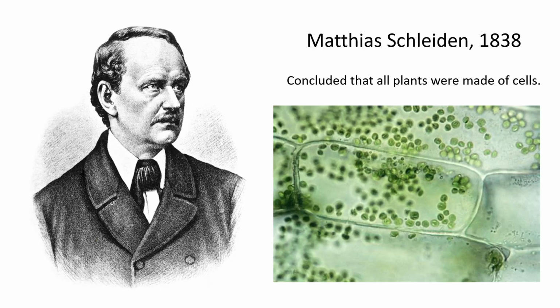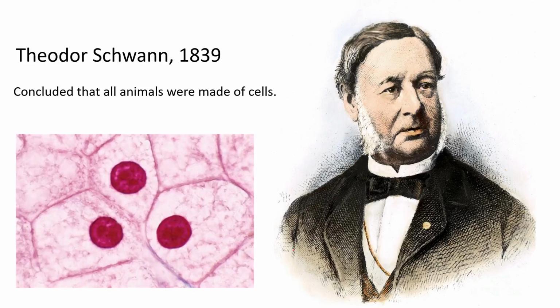So we kicked this idea around of cells for a couple hundred years until we get this guy, Matthias Schleiden. He concluded that all plants were made of these cells. He was a botanist, pretty famous botanist for his time. And so he looked at cells just like this one under the microscope. And he discovered that every single plant that he looked at was made of cells at some level. Likewise, the following year, we get Theodor Schwann. Theodor Schwann concluded that all animals were made of cells.